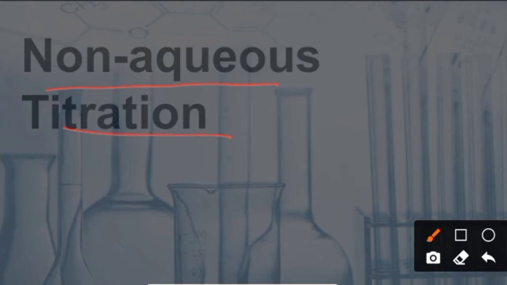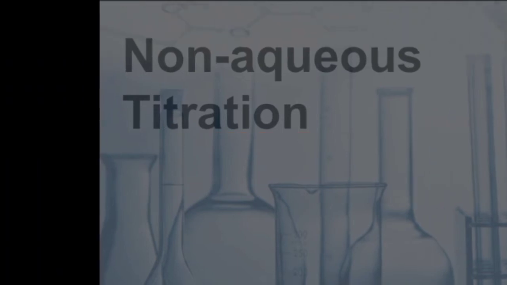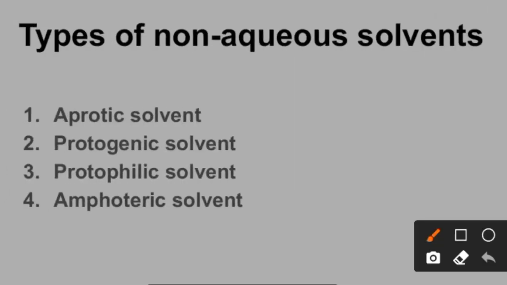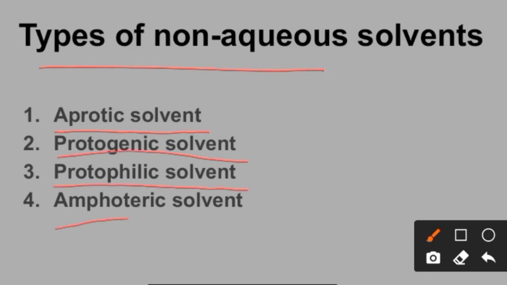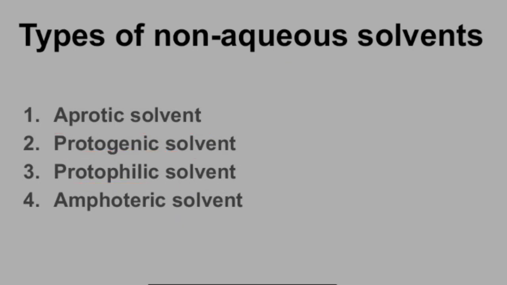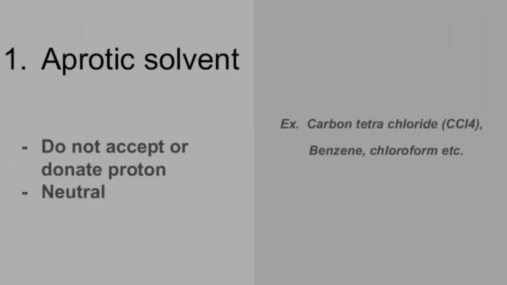It is a very important topic for GPAT as well as NIPER and other pharma competitive exams. Many times questions are asked on this topic. So let's start. There are a total of four types of solvents used in non-aqueous titration. First is aprotic solvent, second protogenic solvent, third is protophilic solvent, and last is amphoteric solvent. So let's discuss one by one.